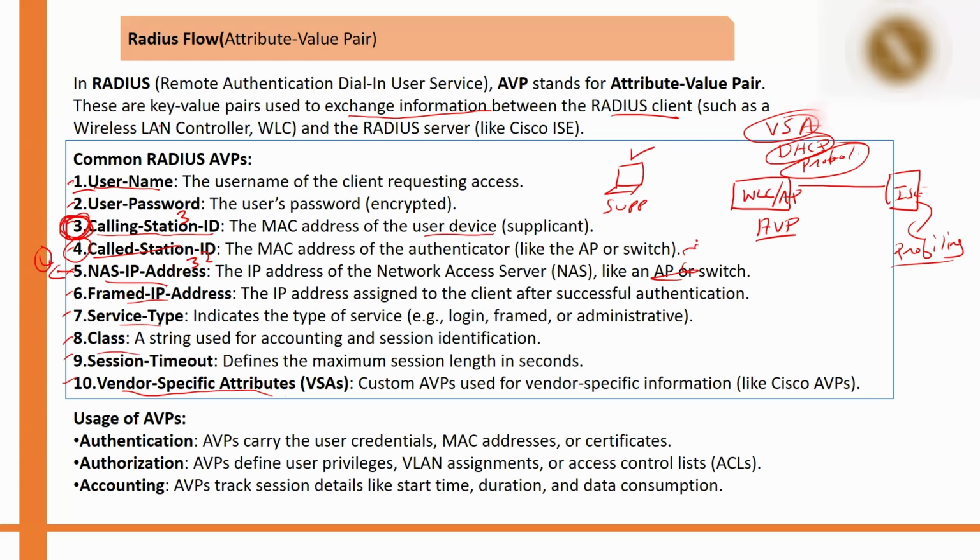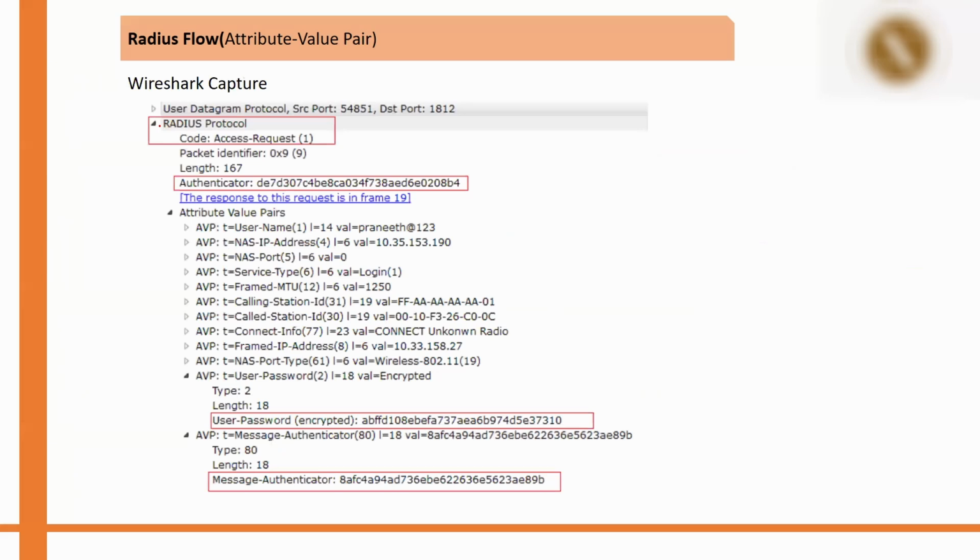So usage of AVPs. What is the benefit of using these AVPs? AVPs carry the user credential, MAC address, or certificates. AVPs define user privileges, VLAN assignments, or access control list. Then for authorization. Okay, for accounting, how it is used. It is used to track session details like the start time, duration, data consumption. For start time also you got some AVP, duration and data consumption. How exactly? Let's check here.